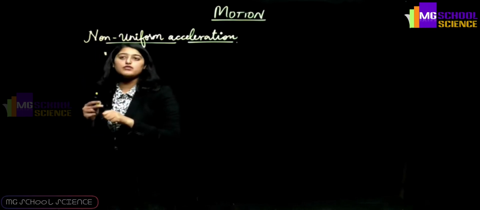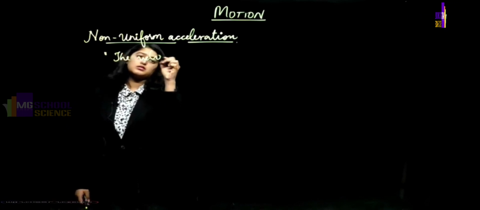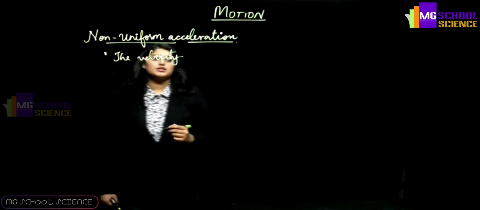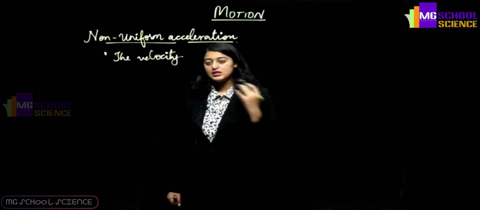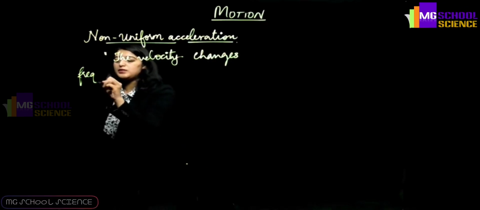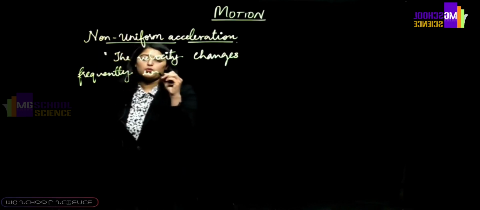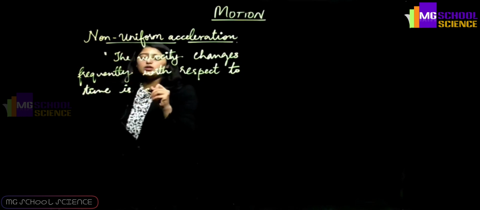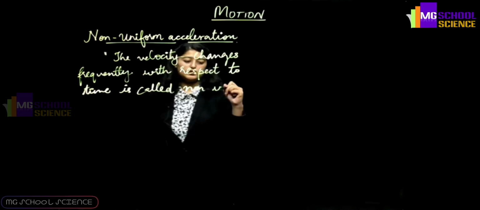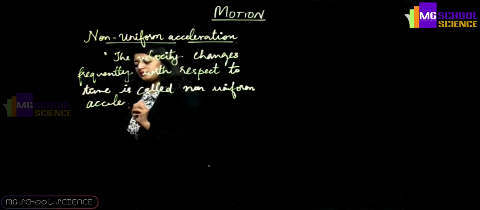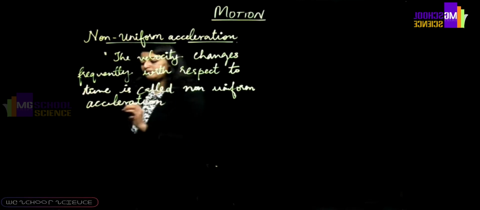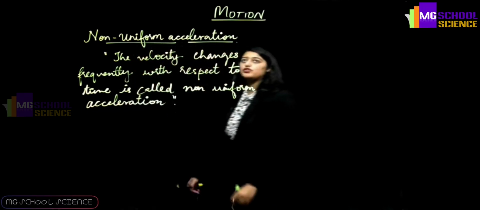That is, when the velocity of the body changes frequently with respect to time, it is called non-uniform acceleration. Usually acceleration is defined as the rate of change of velocity. So this is what non-uniform acceleration means.